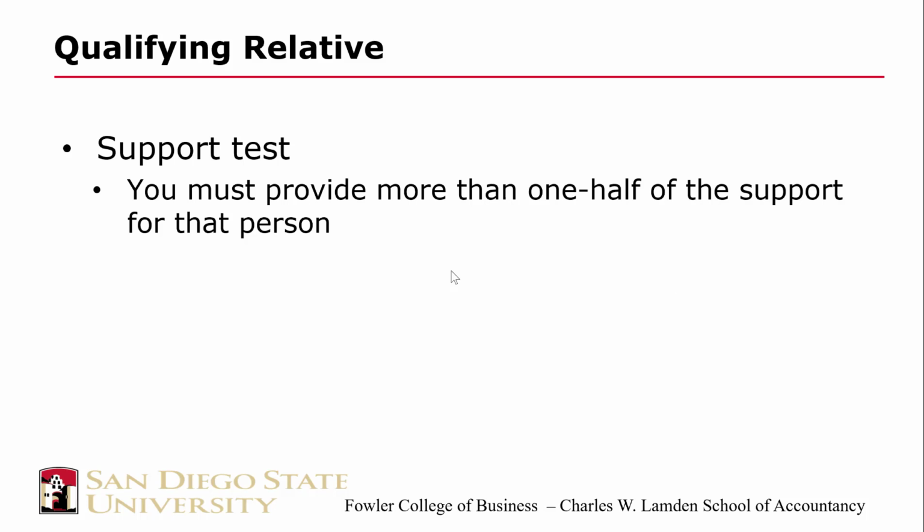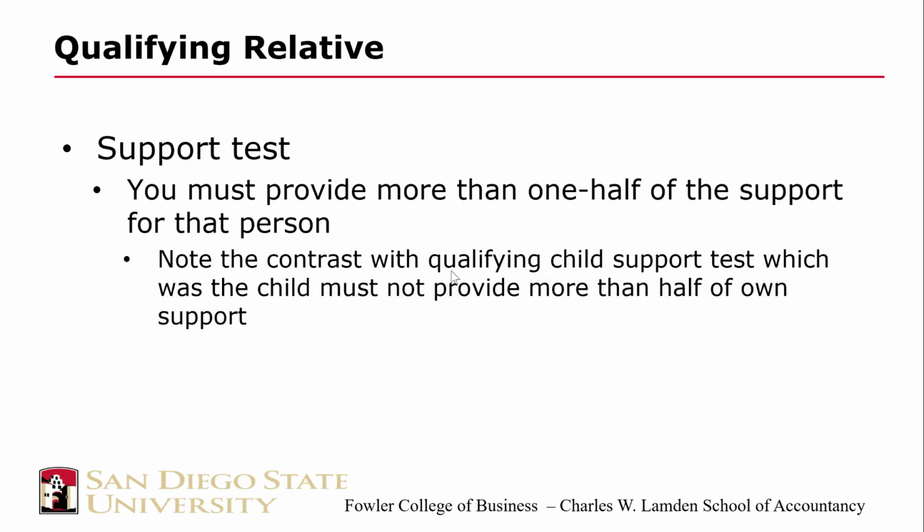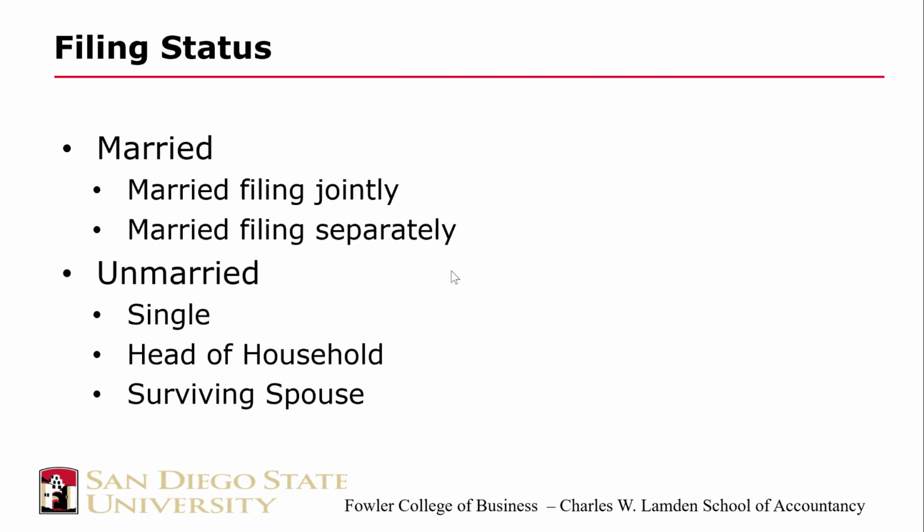So the support test for a qualifying relative says that you as the taxpayer must provide more than 1/2 of the support for that person. And let's make sure we notice that that is different than the support test for a qualifying child. The qualifying child test said the child must not provide more than 1/2 of their own. This one says you must provide more than 1/2 of the support for that person, because you can get in situations where you have 3 or 4 people providing support for an individual. Well, that's fine under the qualifying child test as long as they're not one of those people. On the other hand, for the qualifying relative, you need to be providing more than 1/2 of the support for that person. Okay, so there's our dependency tests.